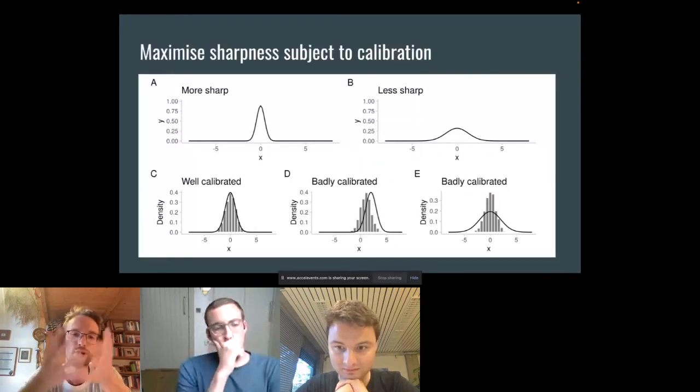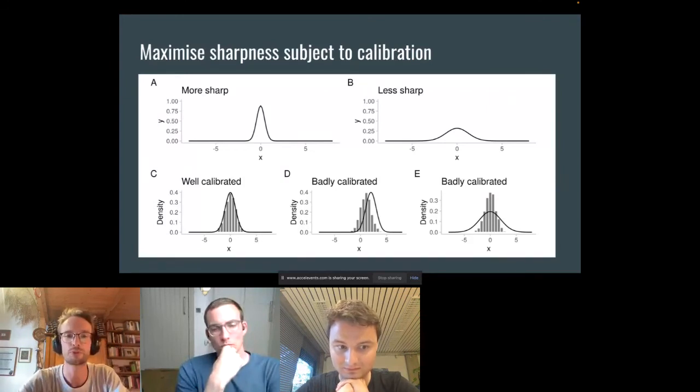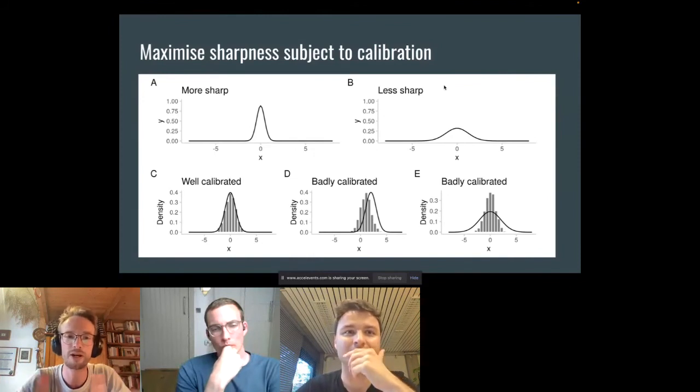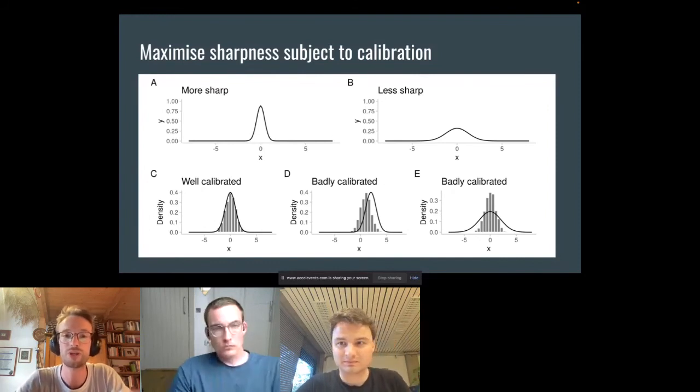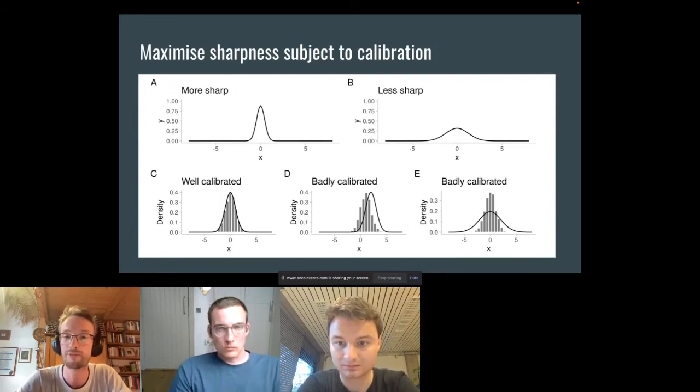Sharpness is a property of your forecast and doesn't have anything to do with the data that you observed. So a sharp forecast has a lot of probability mass centered around specific values, and a less sharp forecast is very dispersed. And of course, a sharp forecast, for example, knowing that the temperature tomorrow will be around 20 degrees Celsius is more useful than knowing it will be between 5 and 35 degrees.